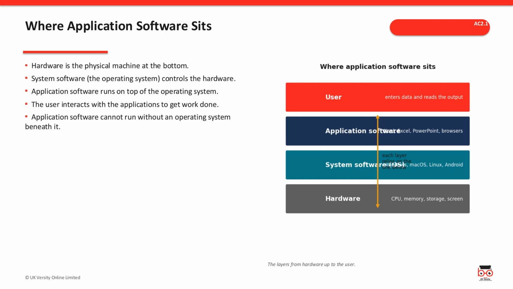It helps to picture the layers. At the bottom is the hardware, the physical machine, and sitting on top of that, the operating system controls it all. Application software runs on top of the operating system, and you, the user, interact with those applications to get your work done. The key thing to hold on to is that an application can't run on its own. It always needs an operating system beneath it.